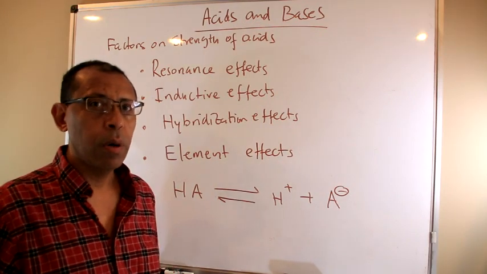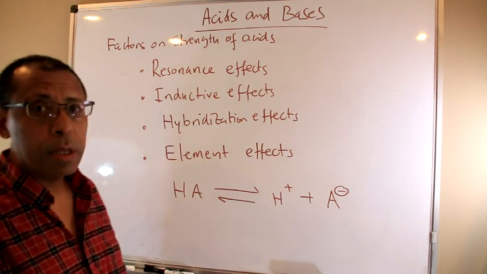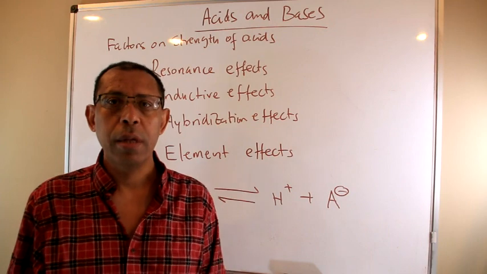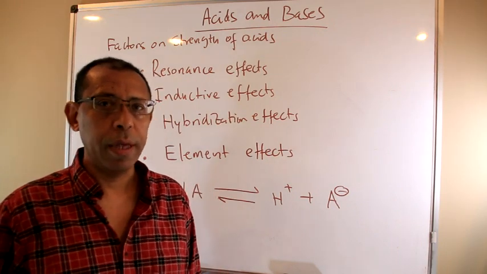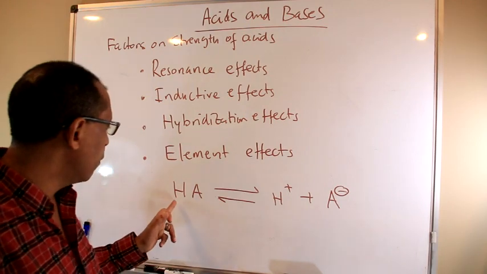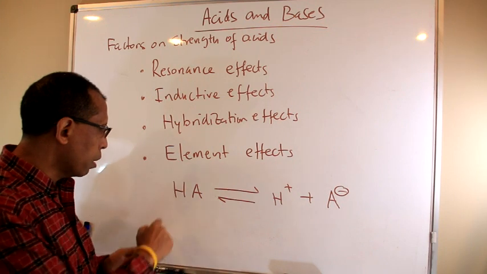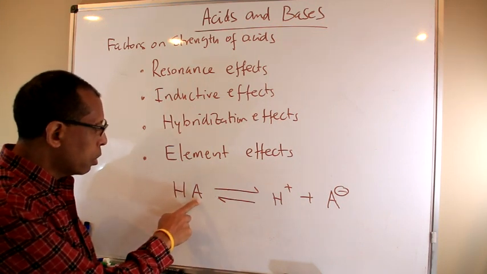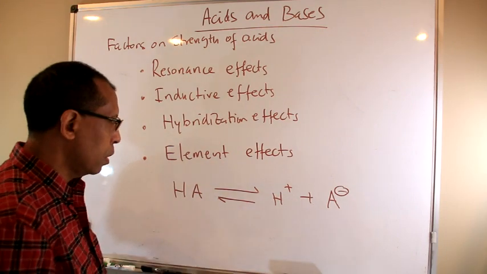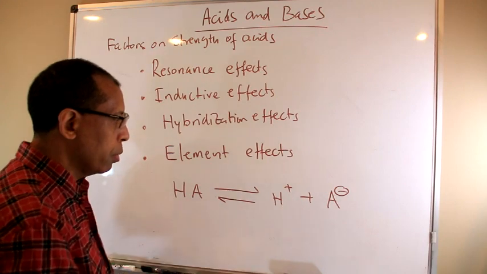Okay, let's continue our discussion on acids and bases. Today we will be discussing what factors actually do affect the strength of an acid or a base. For example, if you have an acid described by this formula, which has a proton and also an associated conjugate base, the dissociation looks like this. You have a proton that is released from the acid and also a conjugate base.